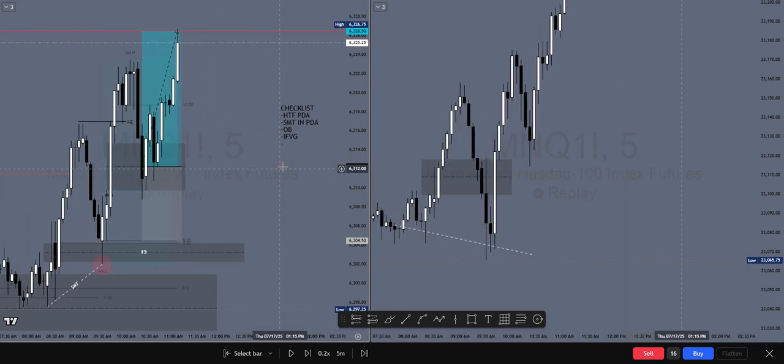So let me see what else we need. So we have our PD array, SMT. You guys always need your draw on liquidity. And trying to think what else.